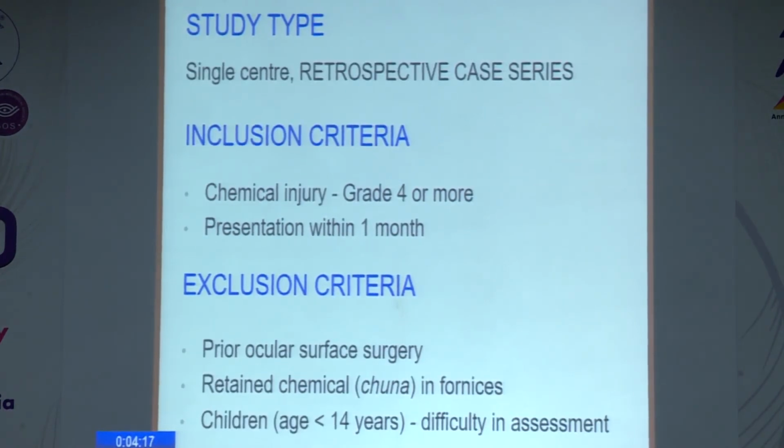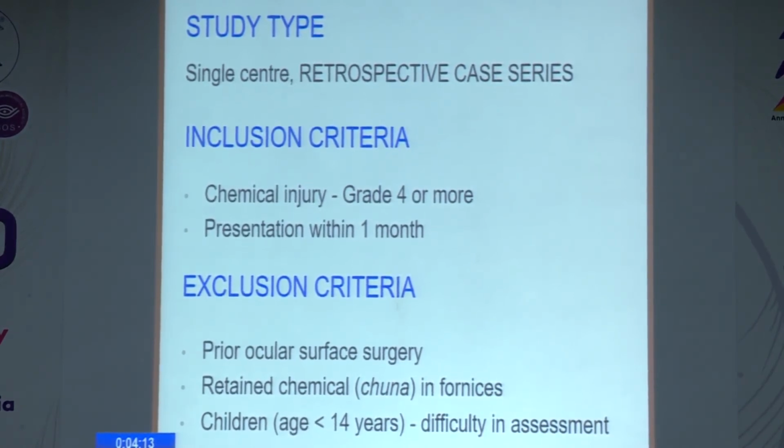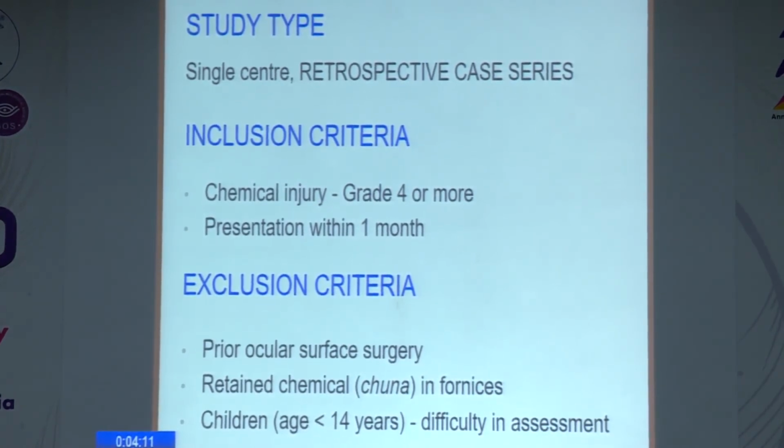It was a retrospective case series performed at our center wherein chemical injury grade 4 or more on the Dua classification cases were taken, which presented within 1 month of injury. Patients with any prior ocular surface surgery, with a retained tuna or children were excluded from the study.